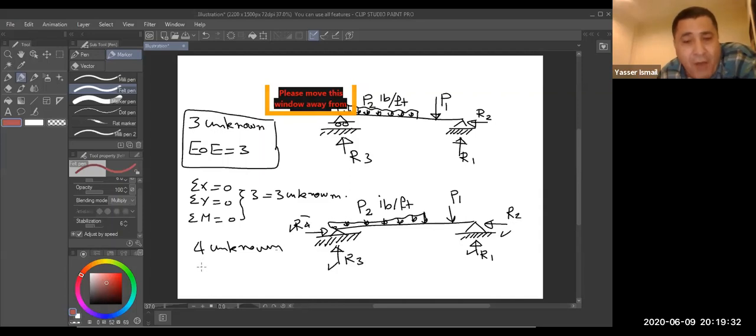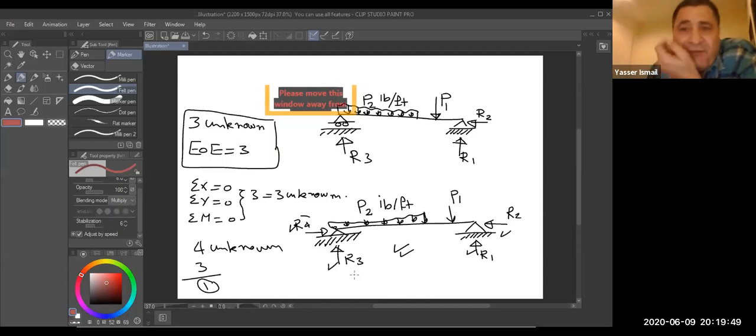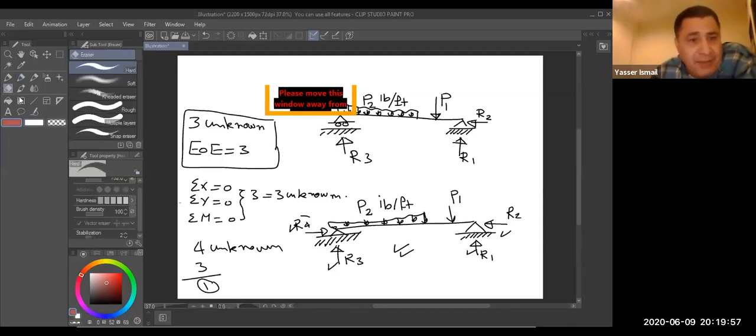How many equations of equilibrium? 3. Okay, 3 minus 4 is 1. This structure system element is statically indeterminate first degree. First degree. Now we call it statically indeterminate first degree. Okay, so another example.